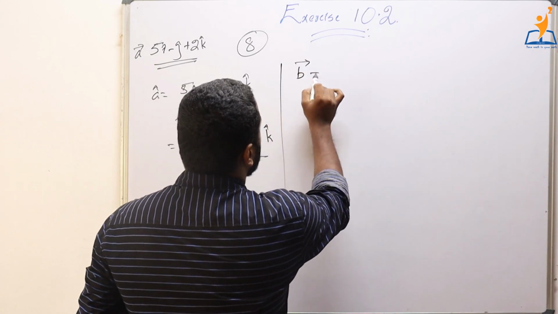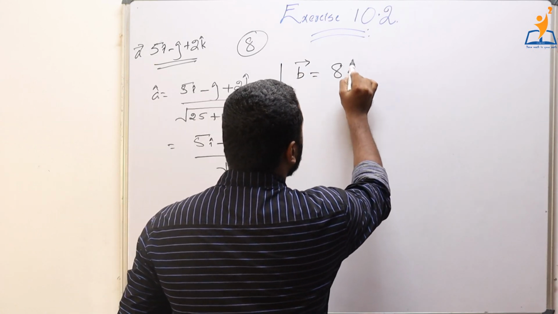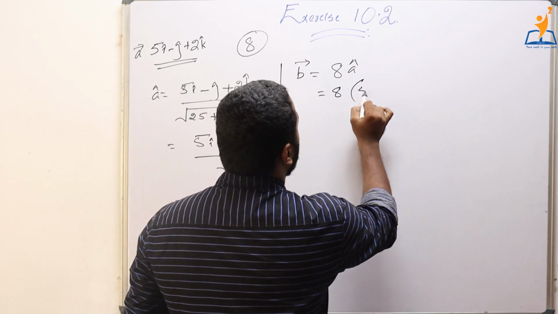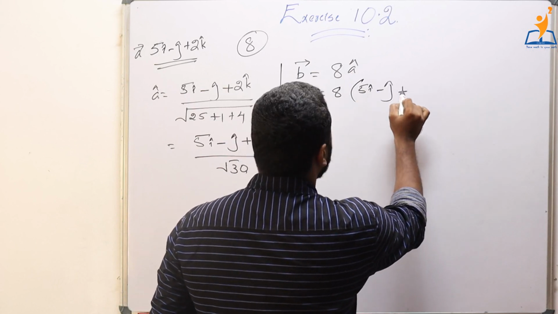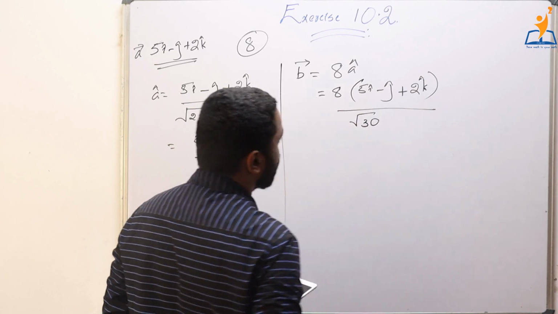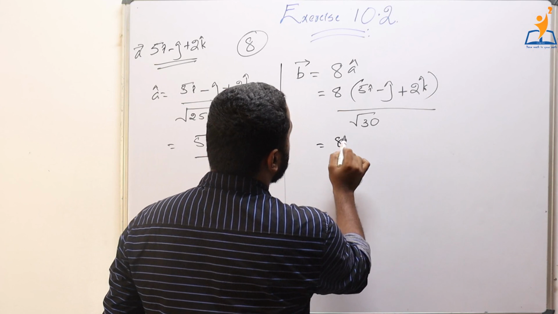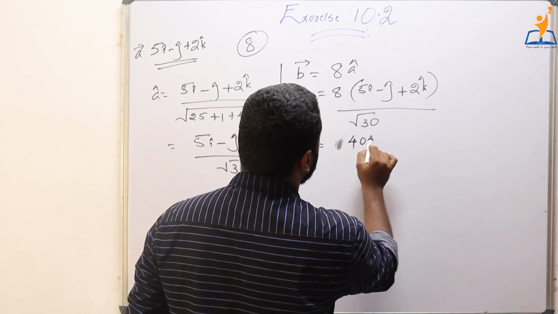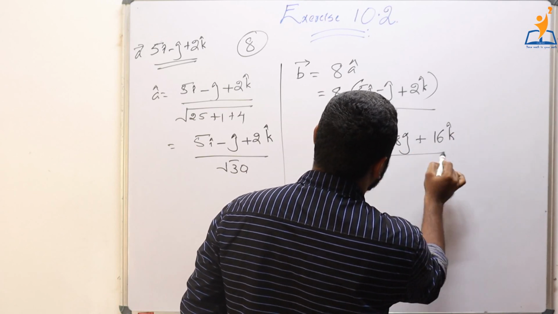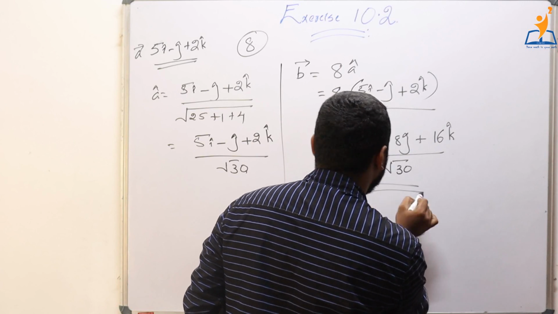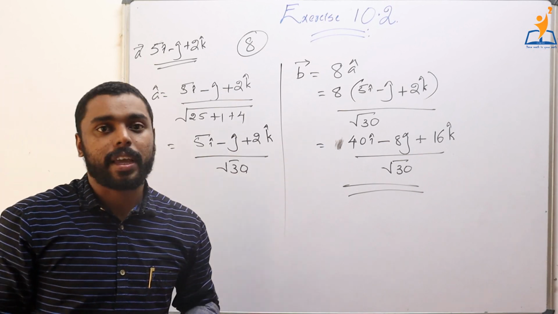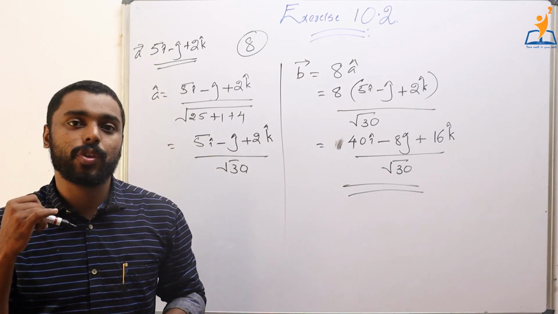Now we have to find a vector which has magnitude 8 units which is in the same direction as that of a cap. So b bar is equal to 8 into a cap. So 8 into a cap is nothing but 8 into 5i cap minus j cap plus 2k cap divided by root 30. Clear? So we have 8 into 5 is equal to 40i cap minus 8j cap plus 16k cap divided by root 30 will be the vector which is in the same direction as that of a and has magnitude 8 units. So now we shall move to the next question.